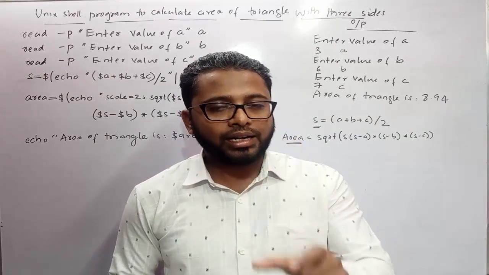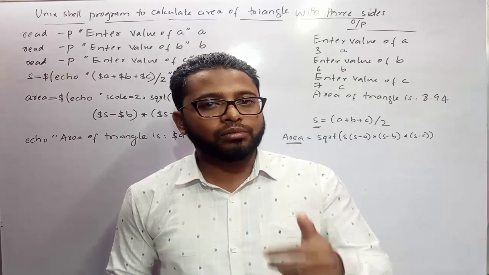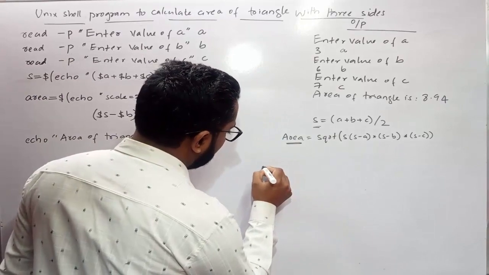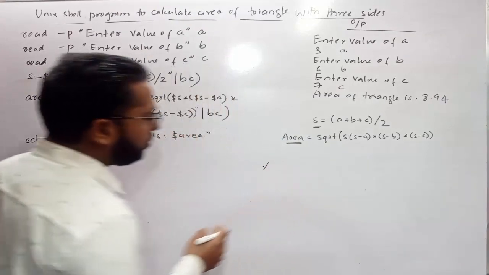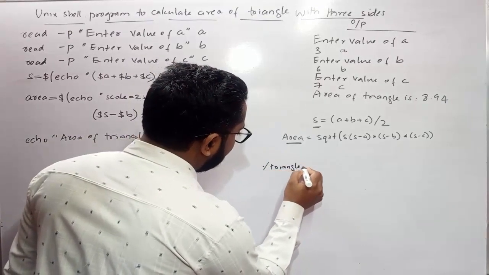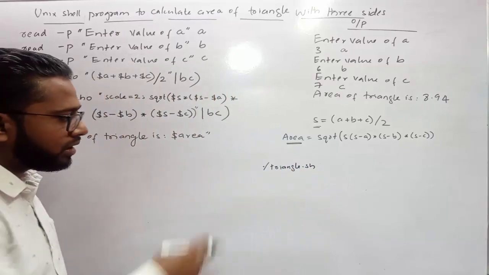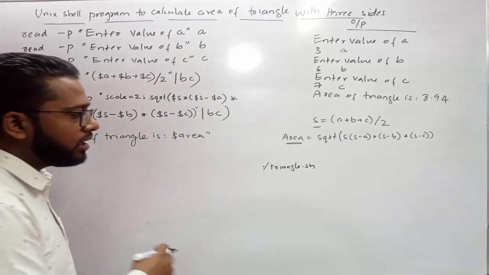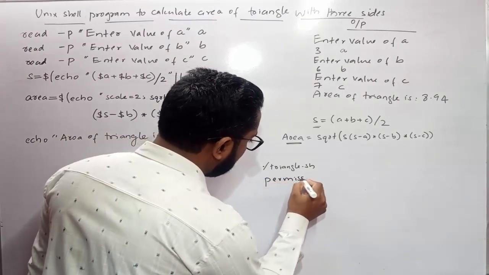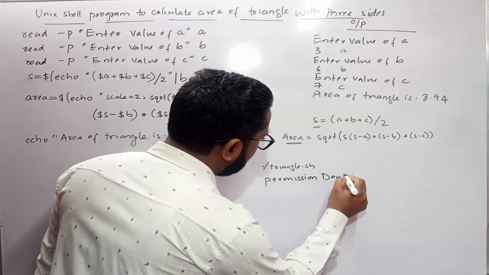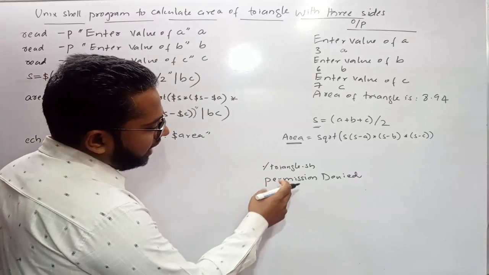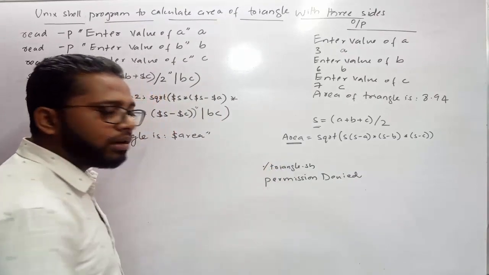Once you write this program, you need to execute it. To execute the program, you need to use this command, ./ file name. Let us suppose the name of the file is triangle.sh. You need to write this command on the terminal, and when you hit enter, you will get a message something like this: permission denied. That means you have not added the executable permission to this file triangle.sh.